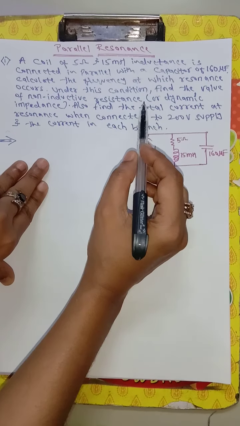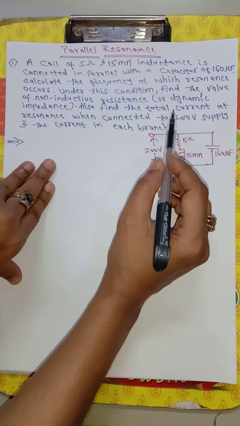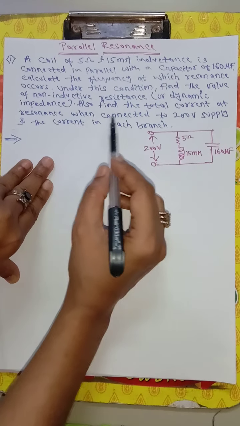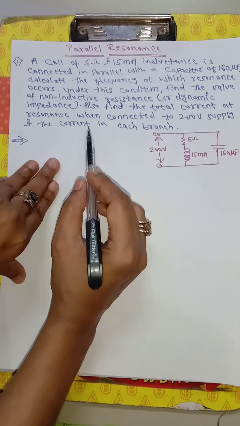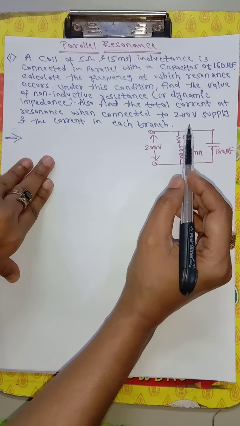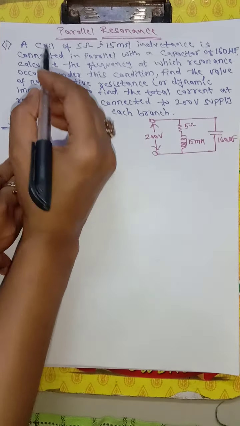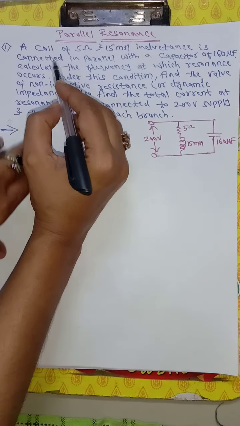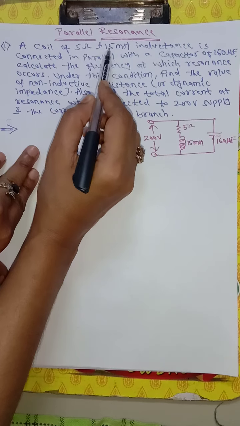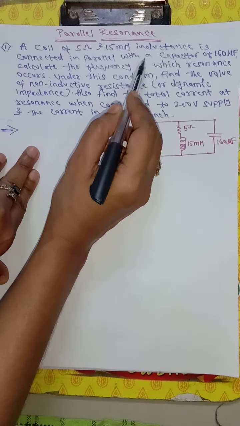Under this condition, find the value of non-inductive resistance, or you may say dynamic impedance. Also find the total current at resonance when connected to a 200 volt supply, and the current in each branch. So if you observe this, at the beginning itself it tells us a coil of 5 ohm and 15 millihenry inductance is connected in parallel with the capacitor.